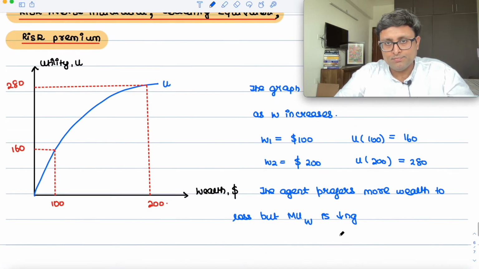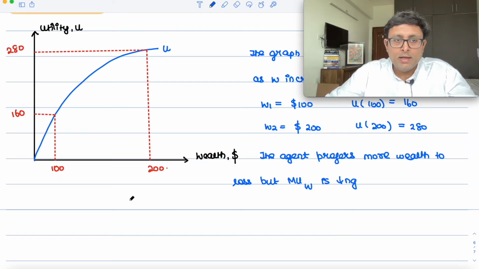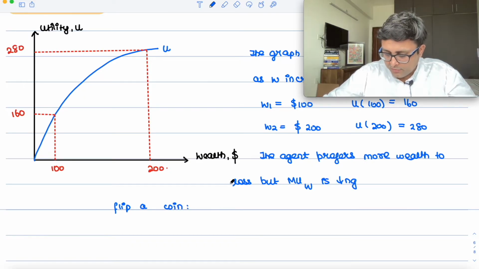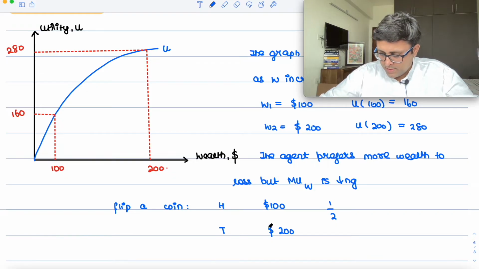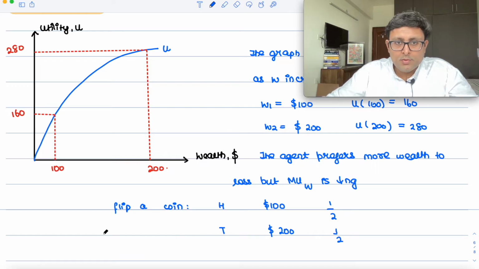So suppose you flip a coin. Let's say if head is going to come, you're going to get $100. And of course, head is going to come with probability half. If tail is going to come, you're going to get $200. And of course, that probability is half. Fair enough. So just remember, we are connecting this, whatever we have written now, to a gamble, to a lottery.